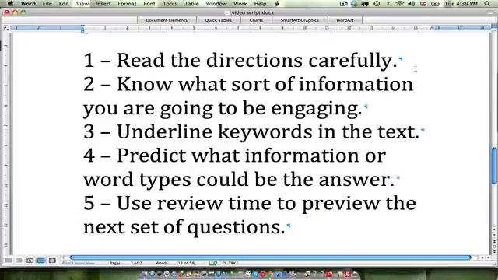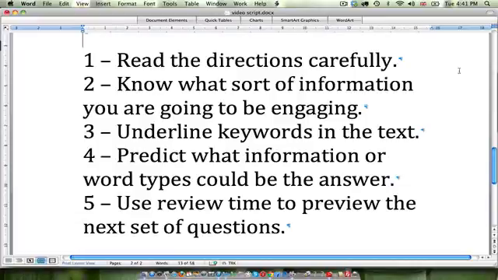Number 3, underline keywords in the text. This is very important. Number 4, predict what sort of information or word types could be the answer. So sometimes if you're asked to fill in a blank and you see an article before that blank, like the, you know that this is going to be a noun. Or sometimes you can tell from the blank that it's going to be a number, and you should mentally note that at that section you will be listening for a number. Okay, number 5, if possible, use the review time at the end of each listening section to preview the next section's questions. And this is a strategy that stronger students will use.